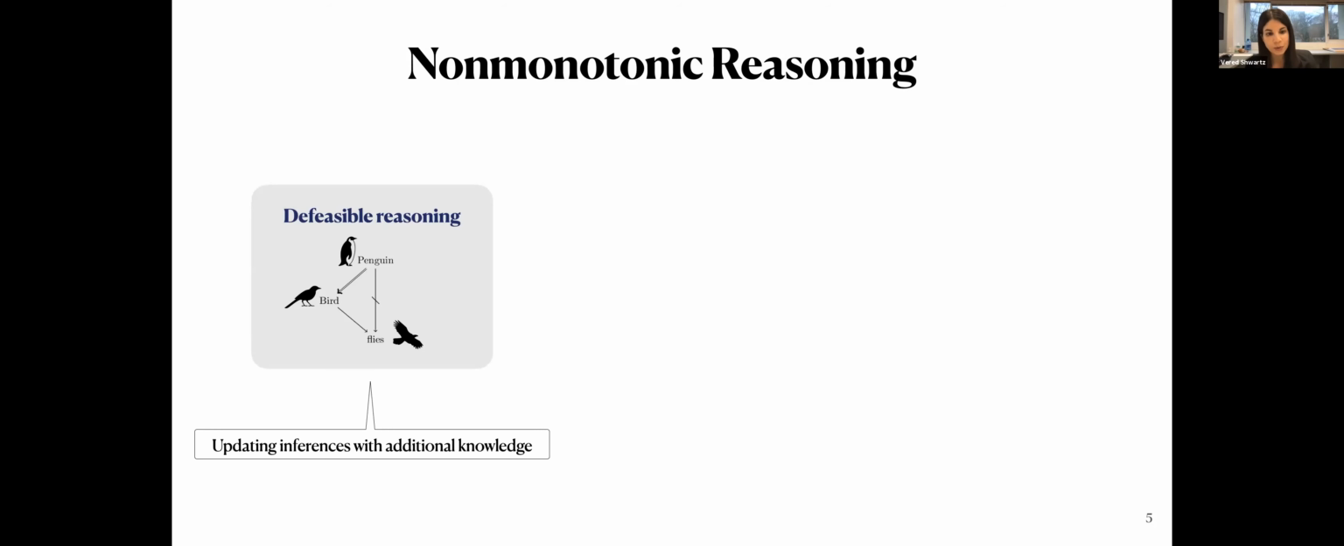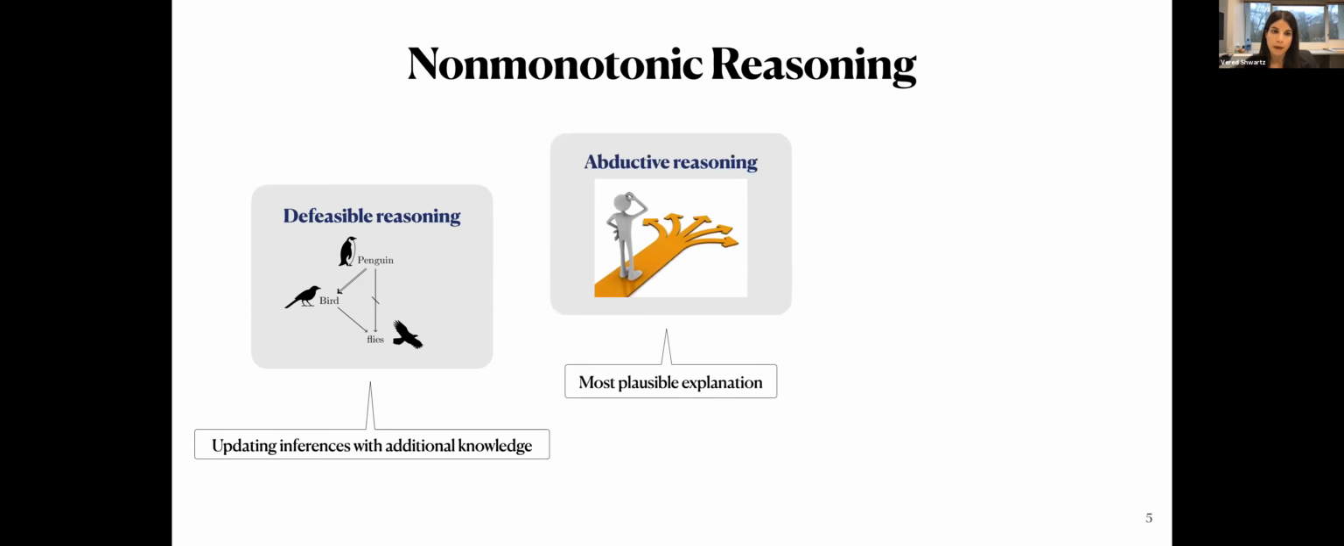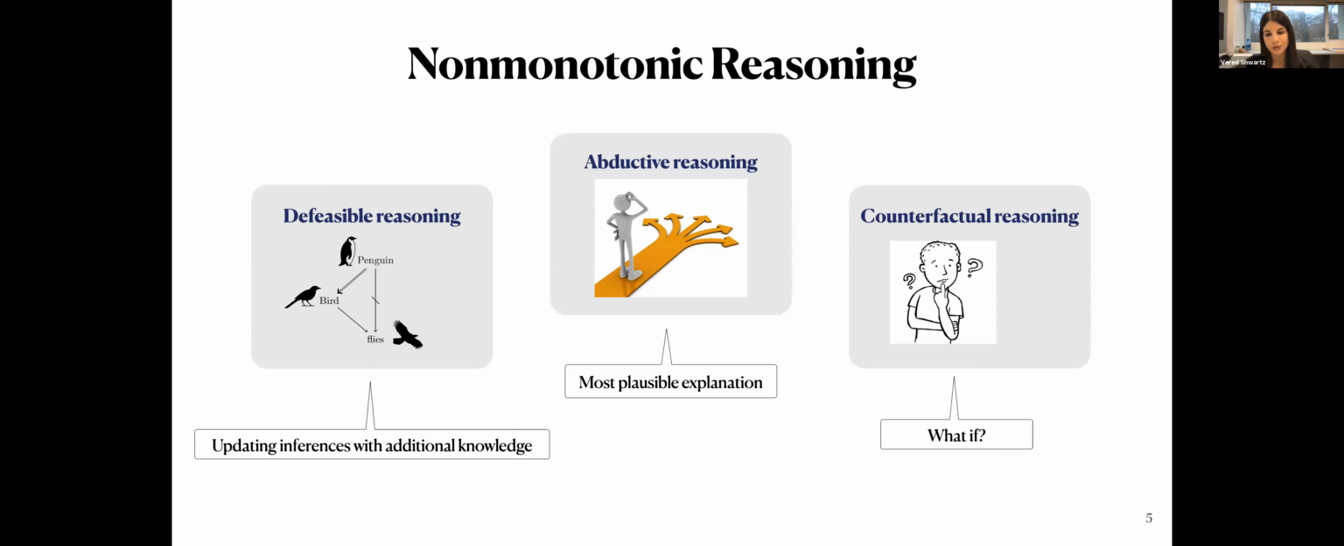So we worked on defeasible reasoning, in which additional knowledge can invalidate prior conclusions. Abductive reasoning, which is reasoning about the most plausible explanation of given observations, and counterfactual reasoning, which is reasoning about changing outcomes given a change in condition or answering what-if questions.